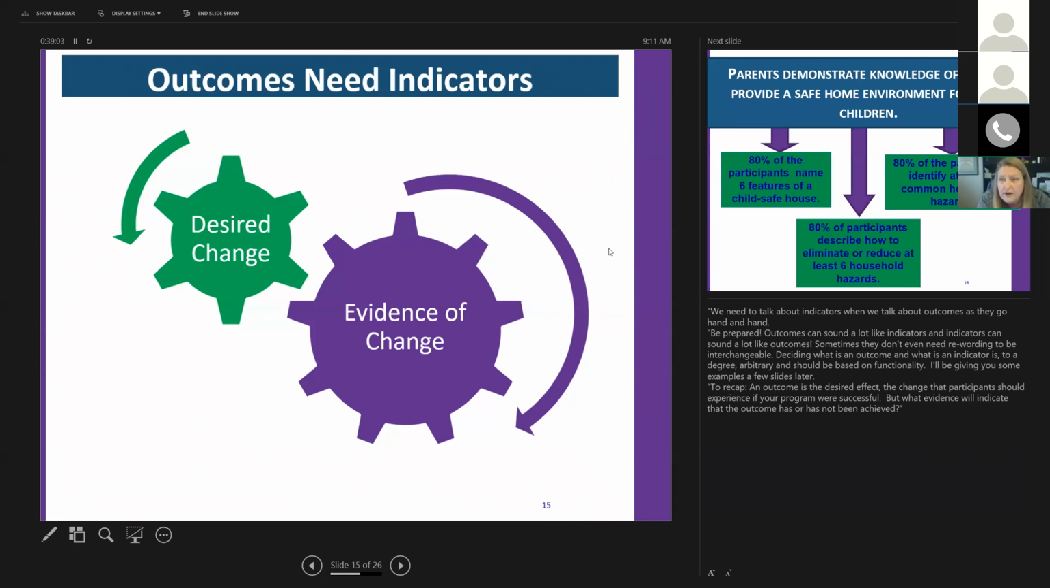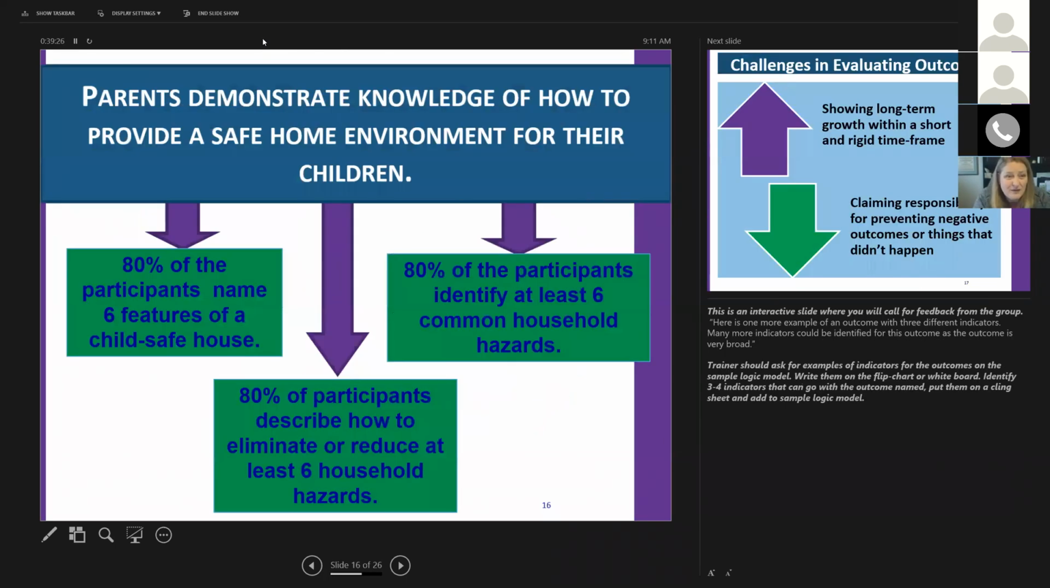So awesome. Okay, perfect. So indicators are that evidence of change. It's that thing that makes us know something was different. And the easiest way I know to cover this is to just show you some examples. So that's what I'm going to do. I'm going to bounce now to some examples.